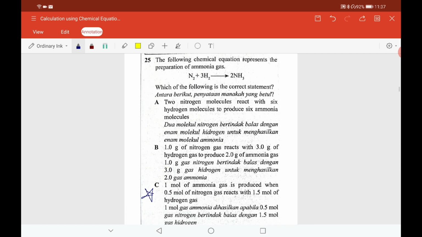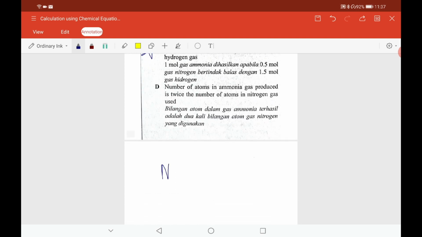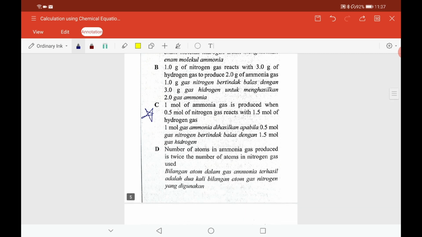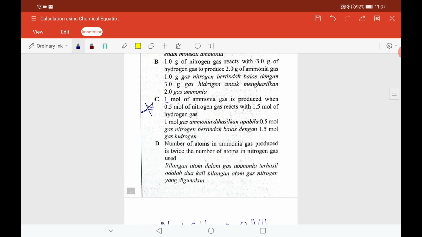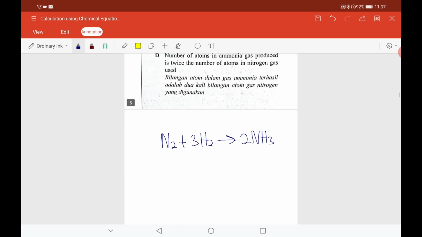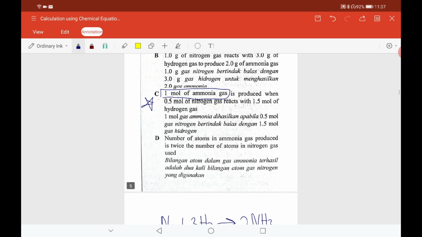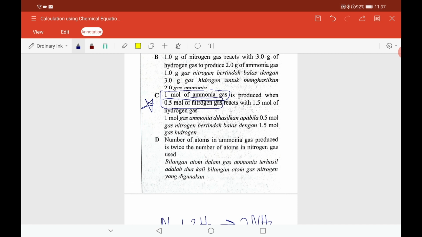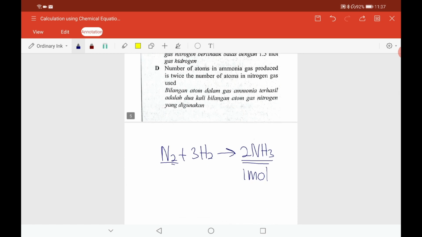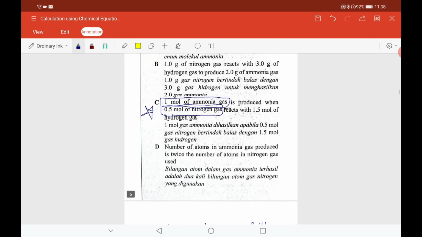So how to do this? Okay, we copy the equation first. N2 plus 3H2 become 2NH3. So this is the chemical equation given here. They told us the ammonia is 1 mole, so we write here ammonia is 1 mole. Then we have 0.5 mole nitrogen gas. So nitrogen gas here is 0.5 mole. Then the hydrogen gas is 1.5 mole.